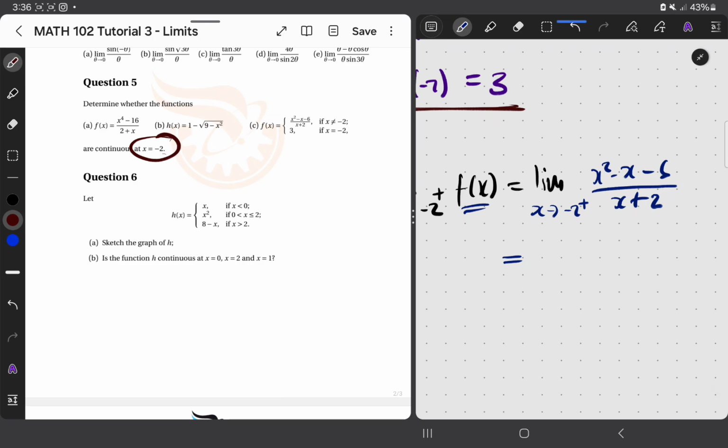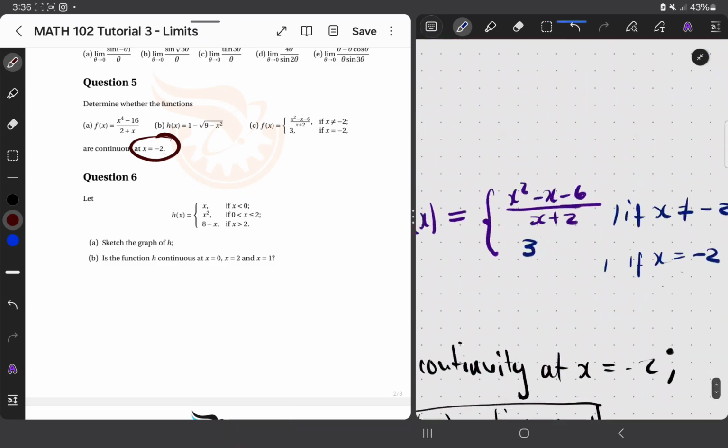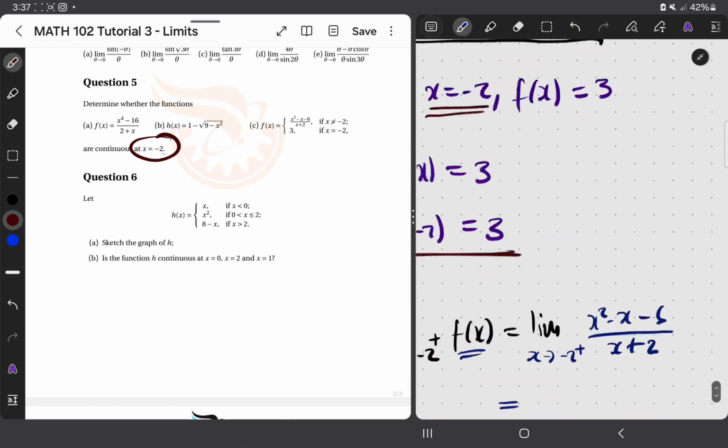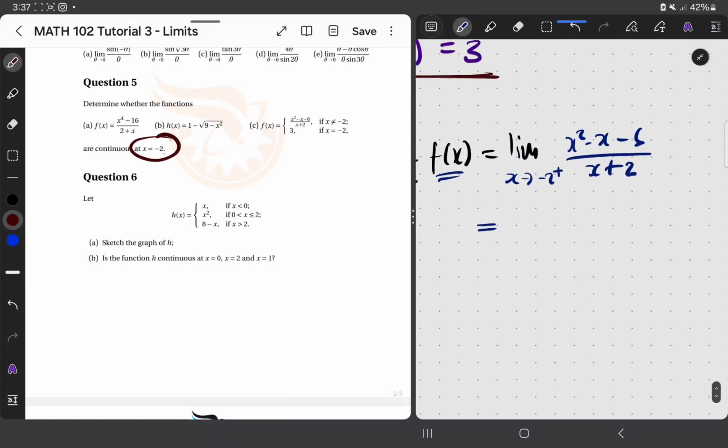We can now say this is going to be the same as the one from the left, because we know that if we are coming from the right, we pick this because it's the one when x is not -2. If we're coming from the left, we pick this again because it's the one when x is not -2. I hope you understand this situation. So that's why we don't have to work them out separately.